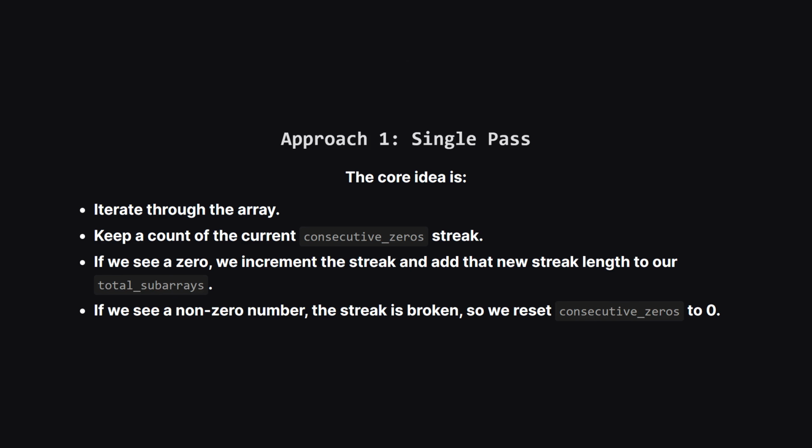So here's the complete plan. We'll go through the array one element at a time. We'll use a variable to keep track of our current streak of consecutive zeros. When we encounter a zero, we increase our streak count, and then we add that new count to our grand total. If we hit a number that isn't a zero, it breaks our streak, so we just have to reset our streak counter back to 0 and continue.